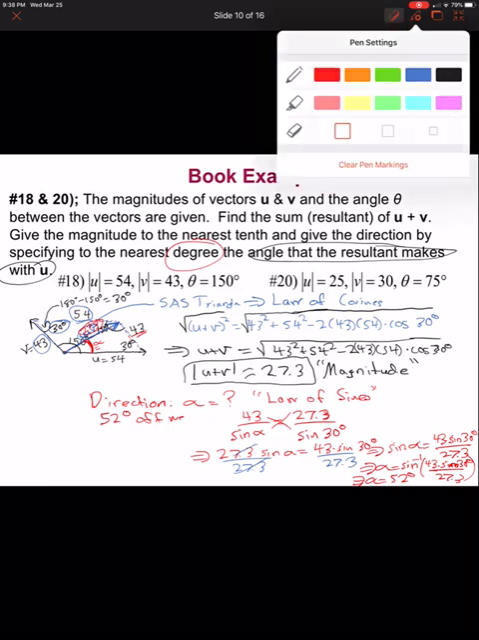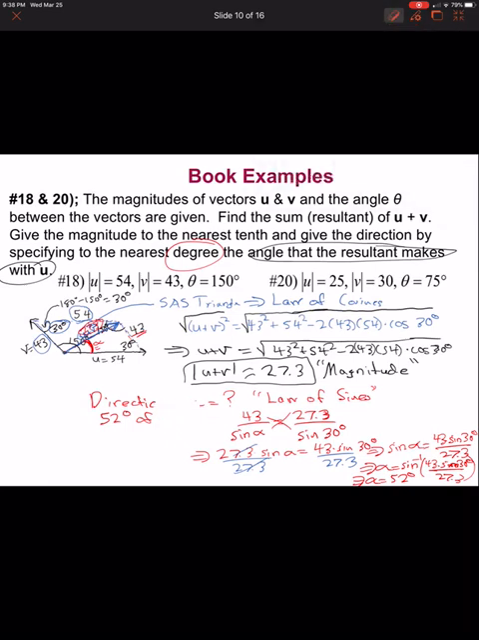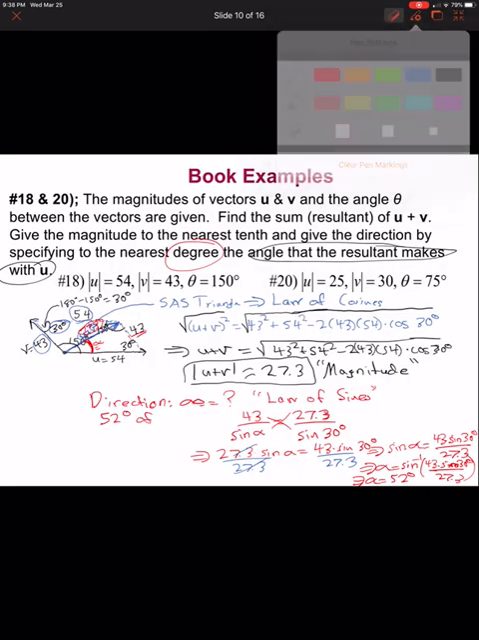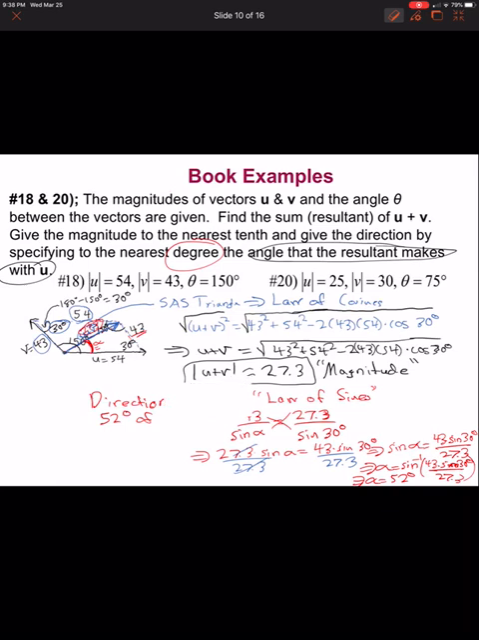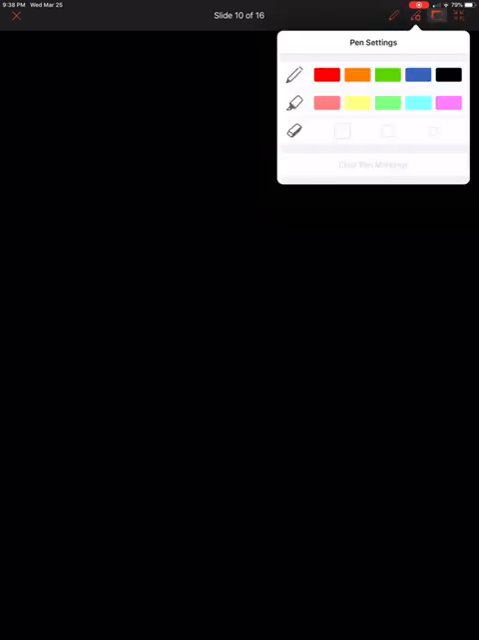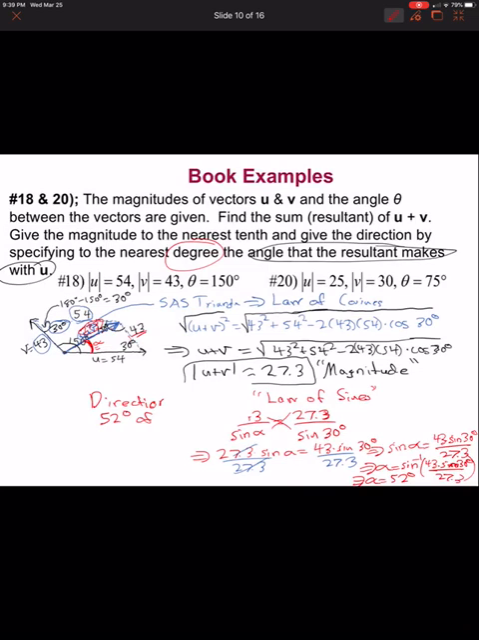All right, let me clear that off real quick. And let's erase this. All right. With that, again, alpha equaled 52 degrees, so 52 degrees off vector u. So there's my direction. We've got a magnitude and we've got direction.